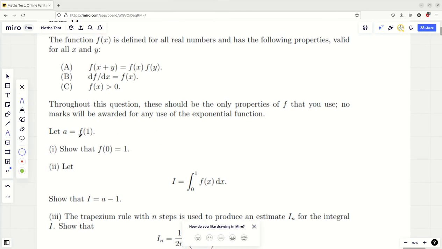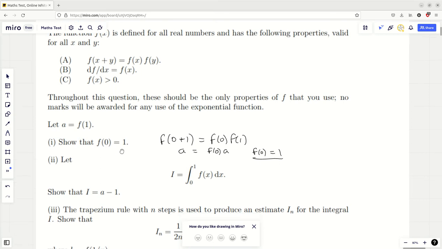Okay, so let a equal f of 1. Show f of 0 equals 1. Okay, so I'm thinking what I need to do essentially is pick 0 plus 1 in here, because then I've got f of 0 times f of 1, and obviously f of 0 plus 1 is just a. f of 0 is what I'm looking for, and f of 1 is a, and dividing by a gives f of 0 equals 1. It's a lovely little question. They're just training you on the formula here, on the conditions that they're giving you.